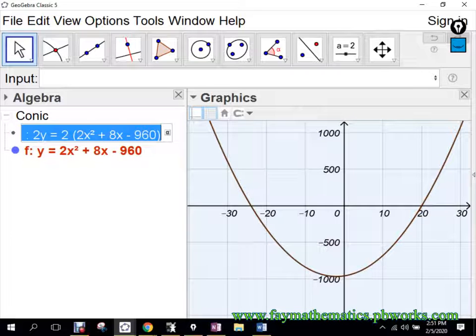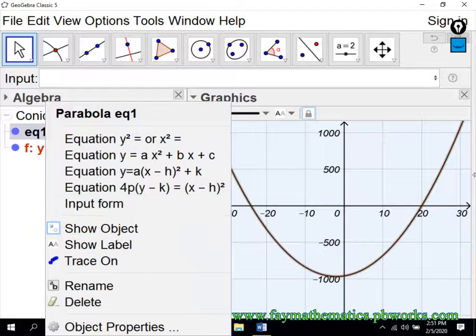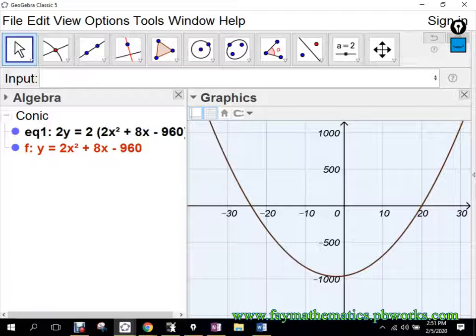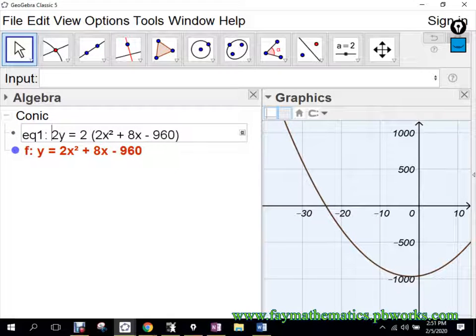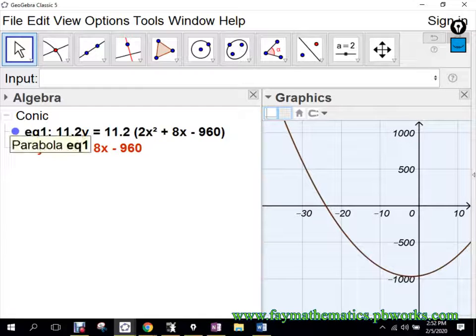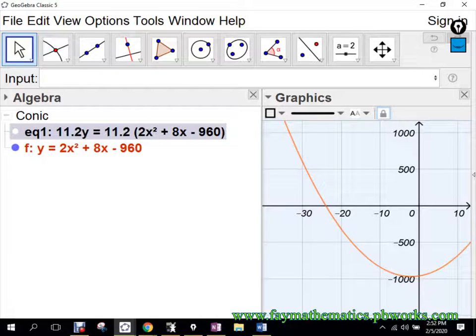All right, so this equation, let me see if I can show it to you in the input format. Red equation is what we came up with by hand, right? Black equation, all I did is I took every single term and multiplied it by 2, right? Are the graphs the same thing? That make sense? What if I want to multiply this thing by 11.2 and 11.2? Different equations algebraically, but do they provide us the same thing?